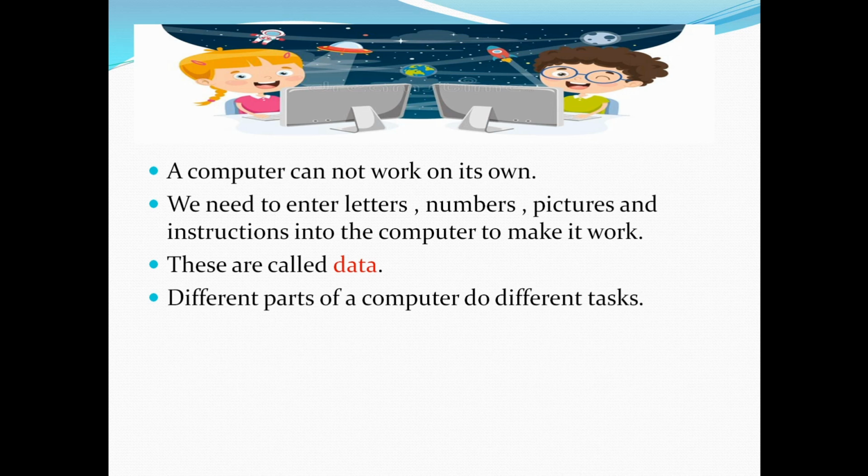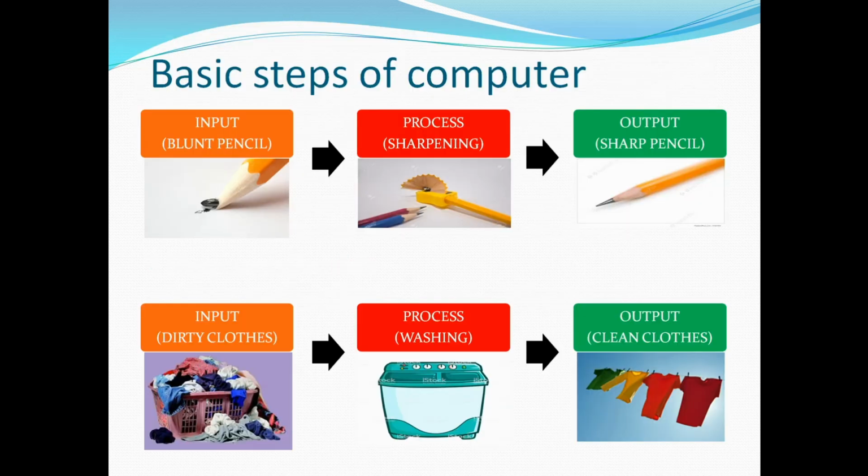For example, CPU is used for processing, keyboard is used for typing letters, numbers and special symbols. Now, what are the basic steps of a computer system on which it works? The basic steps of a computer system are input, process and output.